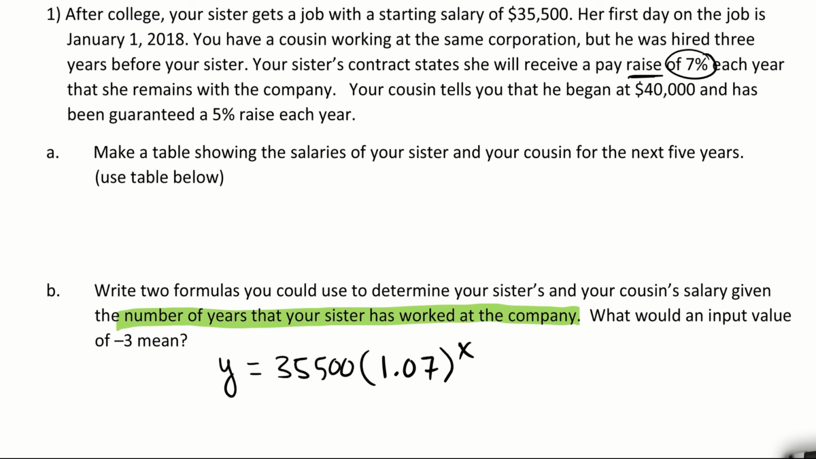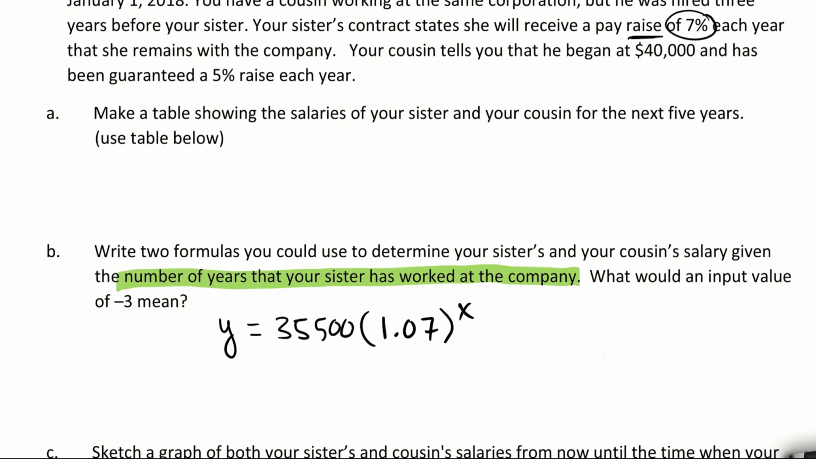Now, of course, the reason why this is 1.07 is because it's a raise. If for some reason something was depreciating or decreasing by 7% each year, my multiplier in that case would be 0.93, which would be 1 minus 0.07. Here I've got 1 plus 0.07. Okay, so this is the equation that represents your sister's annual salary given x, the number of years that she has worked at the company.